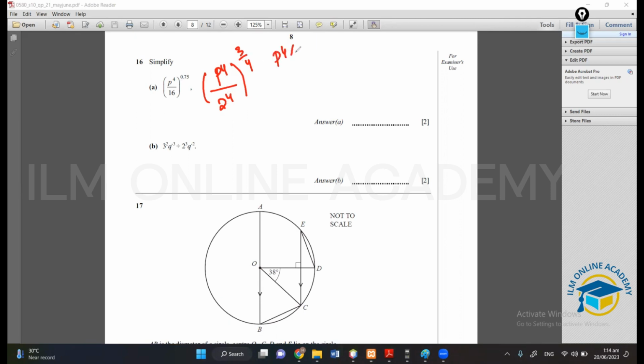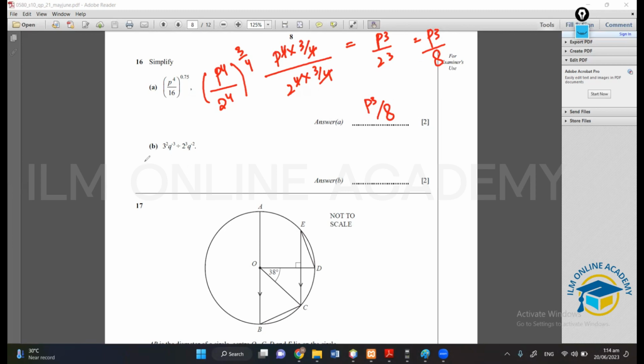So p^4 multiplied by 3 over 4, over 2^4 multiplied by 3 over 4. The 4 cancels with 4, and again 4 cancels with 4, and the answer is p cubed over 2 cubed, which is p cubed over 8. We have to perform this whole working because the marking of this question is 2 marks.